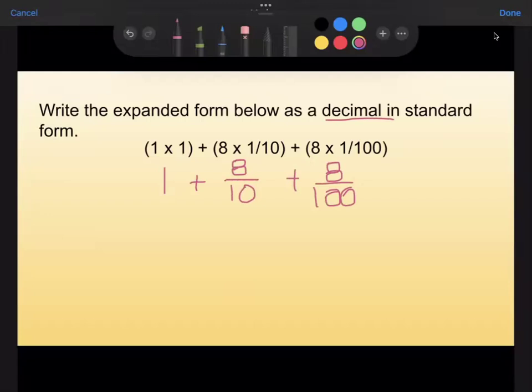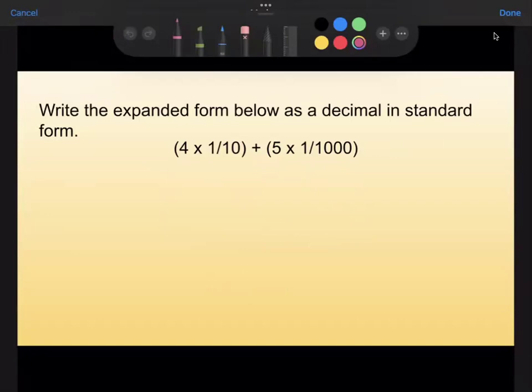So 8/10 is the same as 8 tenths. So I'm going to put an 8 in the tenths place like this. 8/100 is the same as 8 hundredths. So I'm going to put an 8 in the hundredths place and put a 0 in the tenths place. Then I'm going to bring down the 1. So now I just need to add all these together. So again, you can stack them like we did in the last problem, or you can just place them in their place values like we did in the first problem. So 1.88 is what you would end up with here.